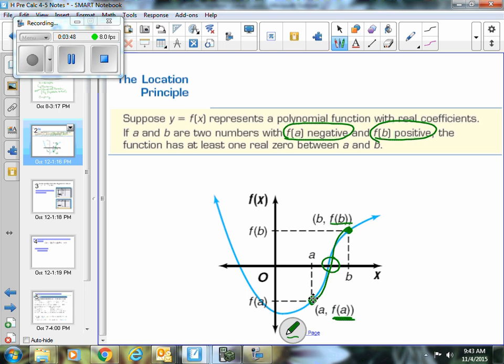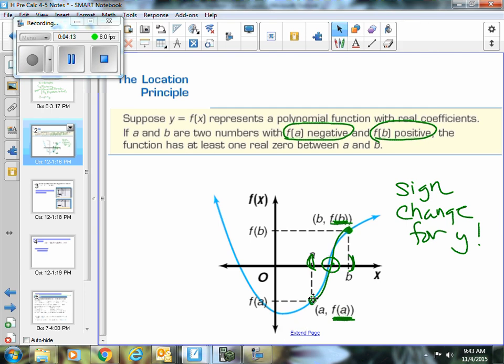So in this interval between the a value and the b value, somewhere in between there, we're going to have to cross the x-axis. I know that because I started off with a negative number and I ended up with a positive number. The only way to do that is to go through 0, to cross that x-axis. So what we're looking for is a sign change for y. If the value of the function changes sign, we must have a 0 in between.